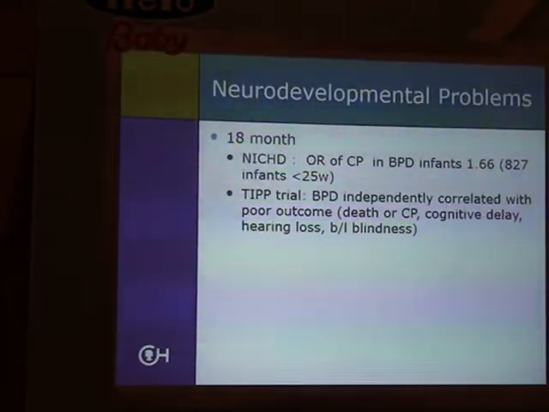Again, this was a trial at 18 months of age, the NICHD trial, that looked at the odds of having CP in BPD infants, which was 1.66. And again, in that trial, they saw that BPD was independently correlated to poor outcomes in infants, including death or CP. They put morbidity on the same level with mortality in this analysis, which some parents of premature infants taking care of them through life might say is just as important.